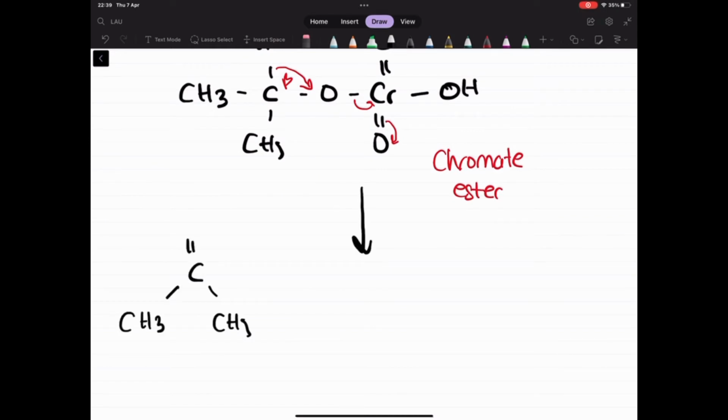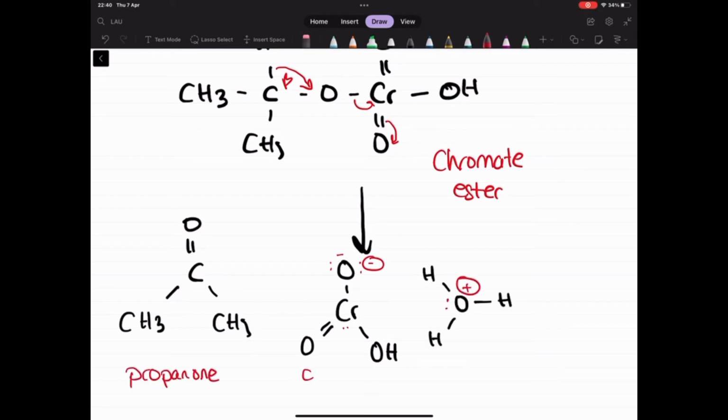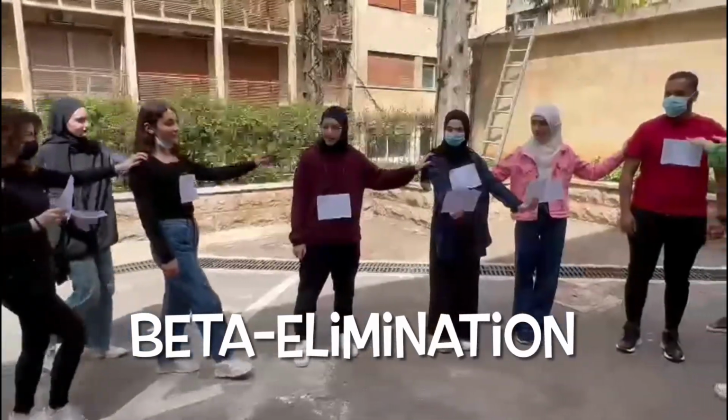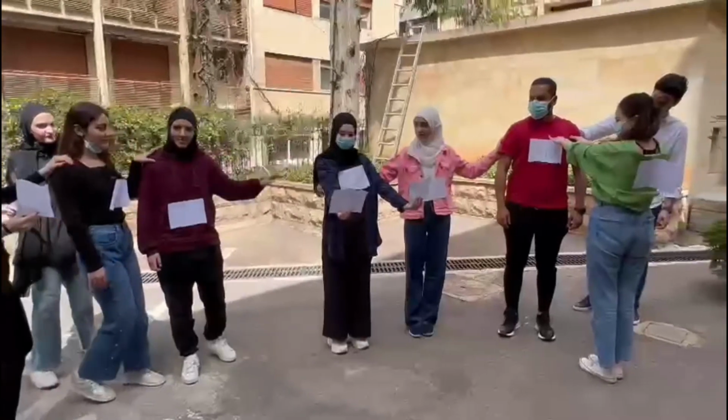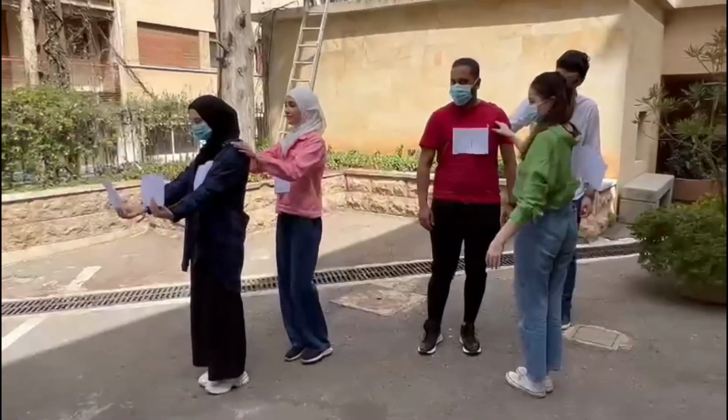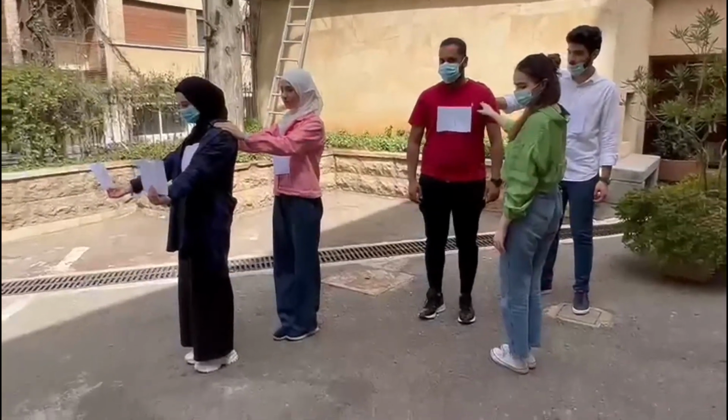This will result in 3 different products. The first product is propanol, the second product is chromite ion, and the third product is the hydronium ion. So here we can see how the oxygen atom in the water molecule is forming a bond with the hydrogen, and how the oxygen atom in the ester is breaking a bond with the chromate atom and forming another bond with the beta carbon.